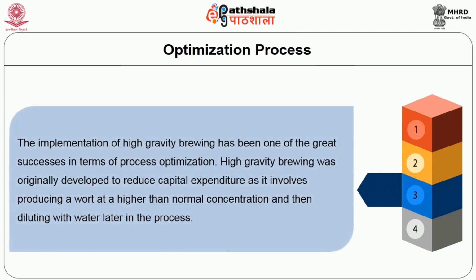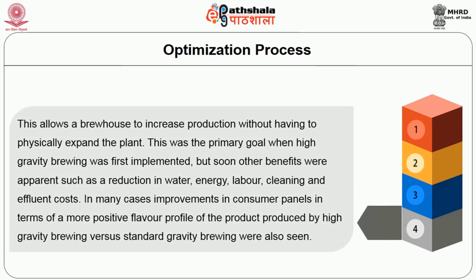The implementation of high gravity brewing has been one of the great successes in terms of process optimization. High gravity brewing was originally developed to reduce capital expenditure as it involves producing a wort at a higher than normal concentration and then diluting with water later in the process. This allows a brew house to increase the production without having to physically expand the plant. This was the primary goal when high gravity brewing was first implemented, but soon other benefits were apparent, such as a reduction in water, energy, labor, cleaning and effluent cost. In many cases, improvements in consumer panels in terms of a more positive flavor profile of the product produced by high gravity brewing versus standard gravity brewing were also seen.